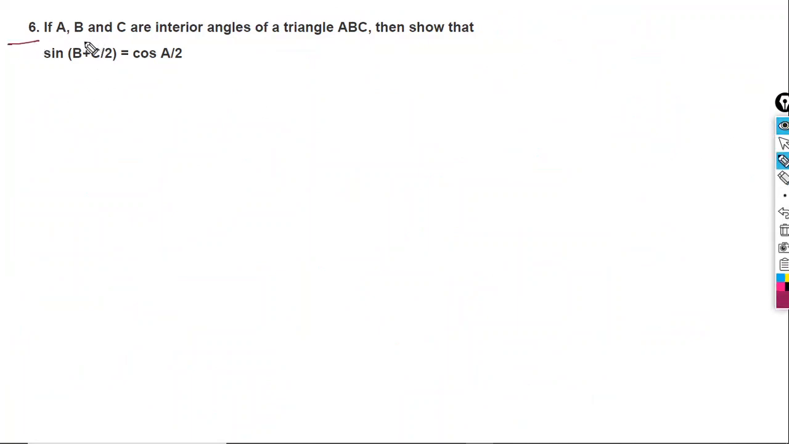Question number 6. If A, B, C are interior angles of a triangle ABC. Okay, so there is a triangle whose name is ABC. Interior angles are A, B, and C. Now what we will do? Prove that sin (B plus C) by 2 equal to cos A by 2. Yes, so we have to prove this. So let's start.